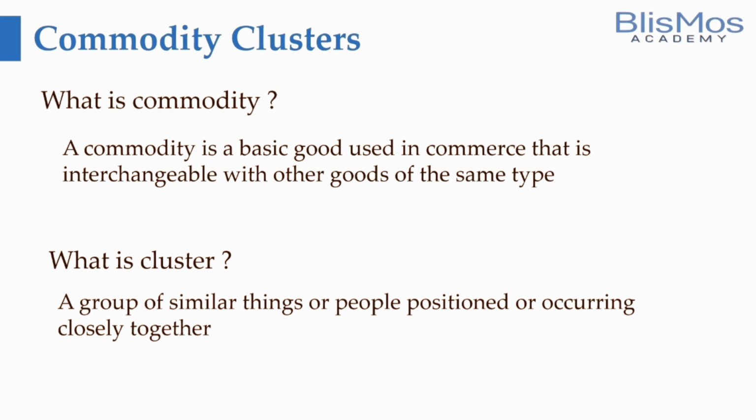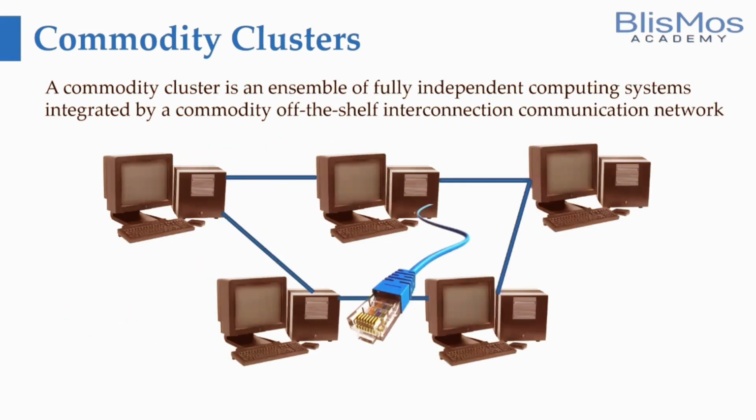Now that we understood commodity and cluster, what is commodity cluster in terms of computers? Commodity cluster is a group of independent computing systems. You can see it, right? We have some 5 systems which are integrated by a commodity off-the-shelf interconnection communication network. In a way, it's a group of independent computing systems which are connected over a network. That is what commodity cluster is.